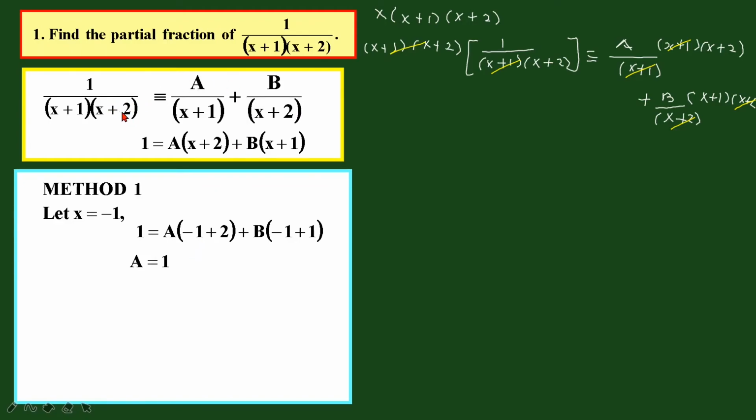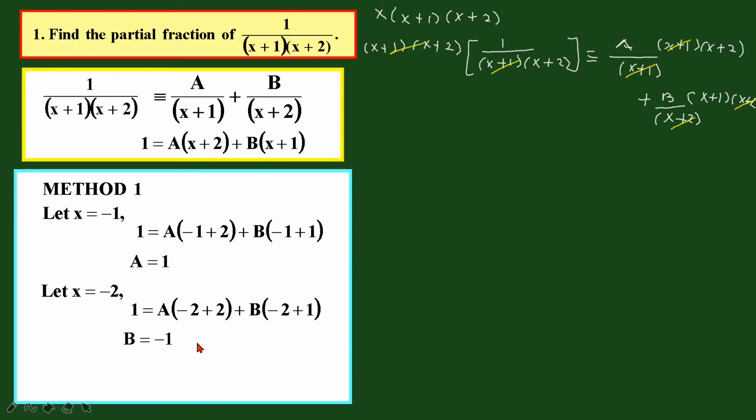Secondly, is the second bracket. So, x plus 2 equals to 0, x equals to negative 2. I'm going to use it, and I'm going to fill inside the same equation again, and I will get the answer. Of course, this is a simple question. I'm just talking about the method.